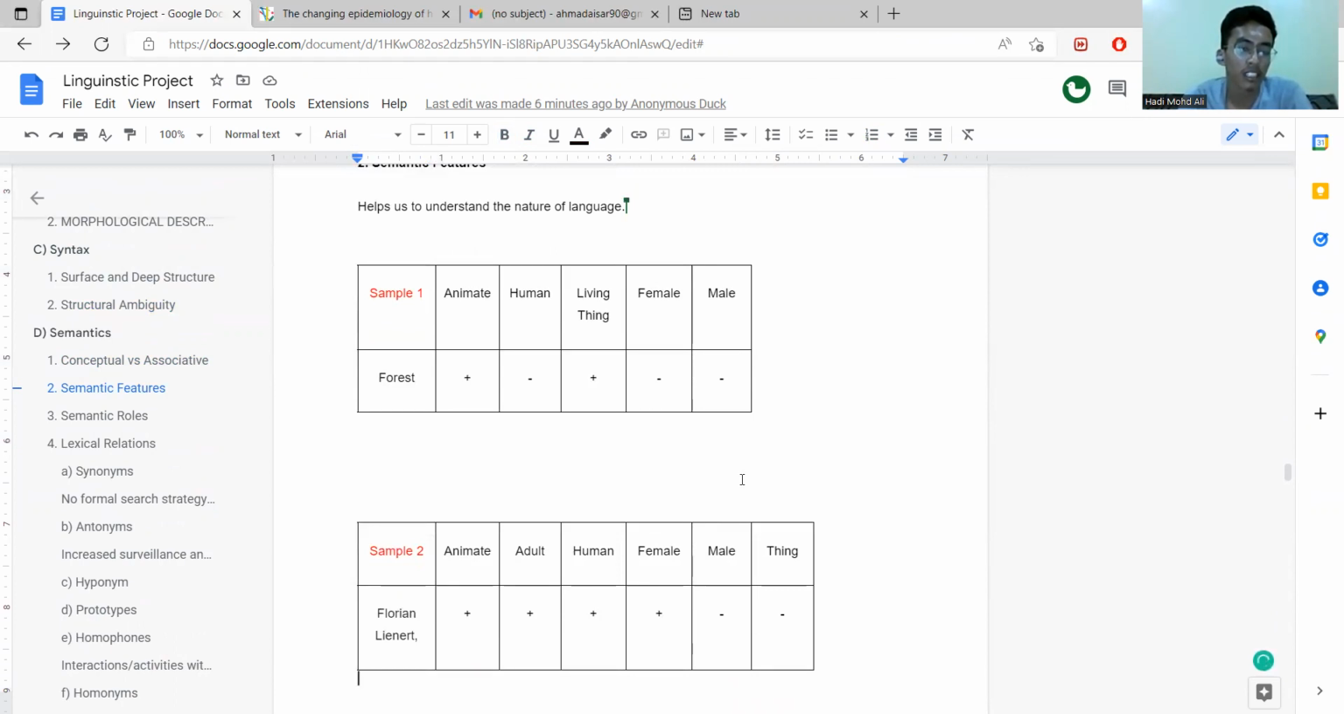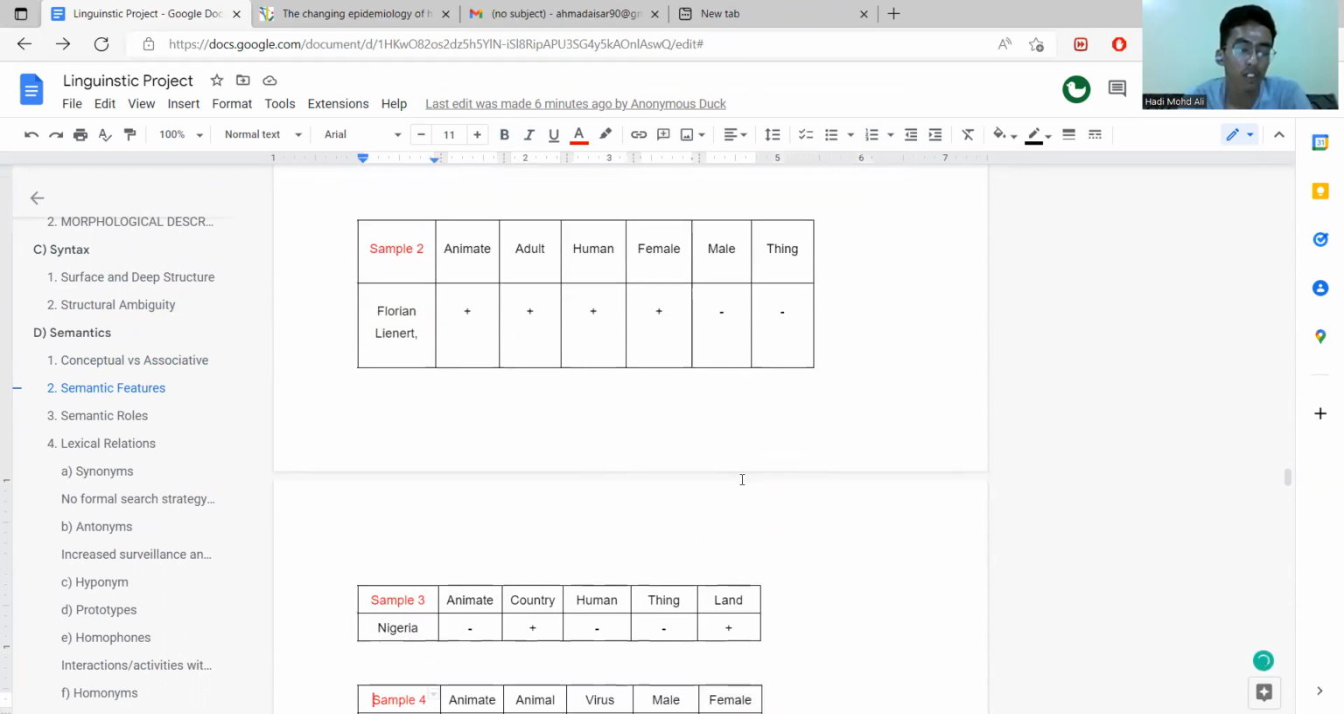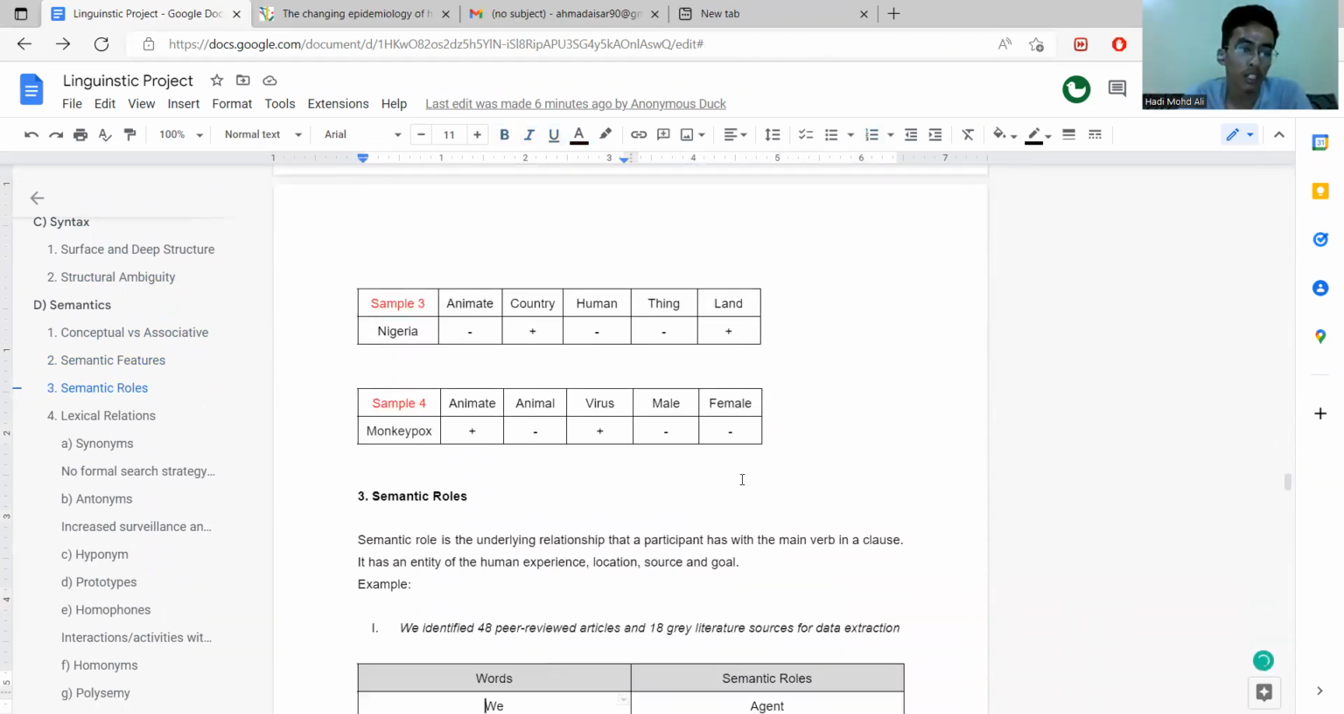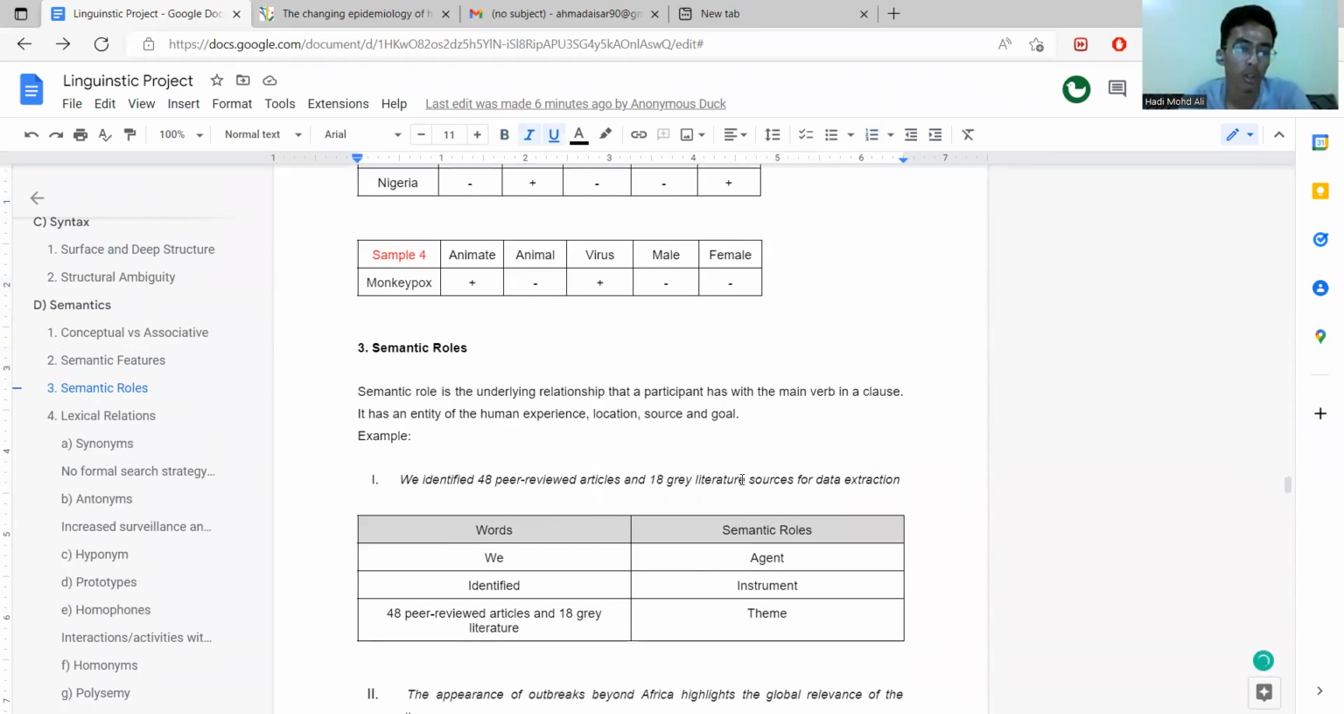So just like the second, third, and fourth examples, it's all the same method. By doing this method, we can actually understand the word more. Moving on to the semantic roles.